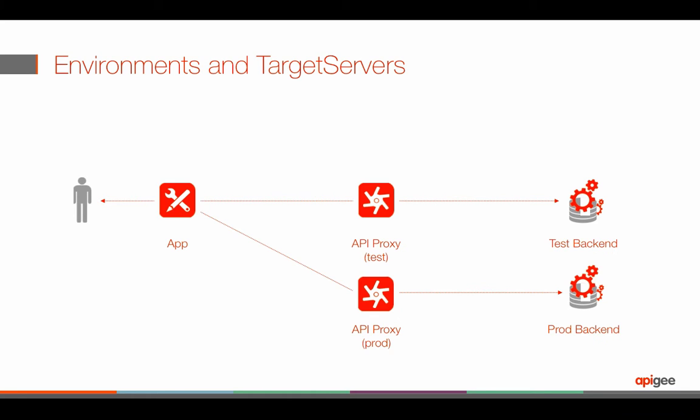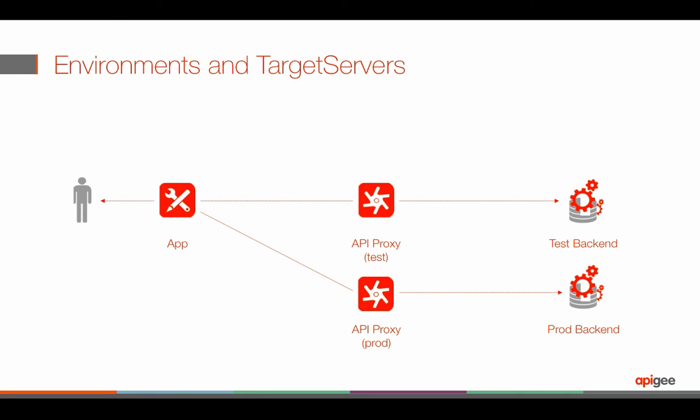But when we have multiple environments, each with its own backend, migrating the API from test to production introduces a problem. It will require you to manually update the backend URL after you have migrated it from test to production. This is the problem that Target Server solves.